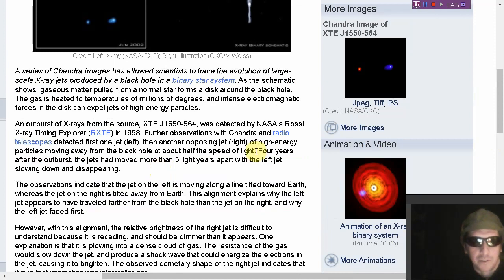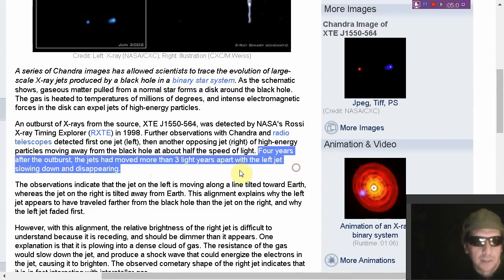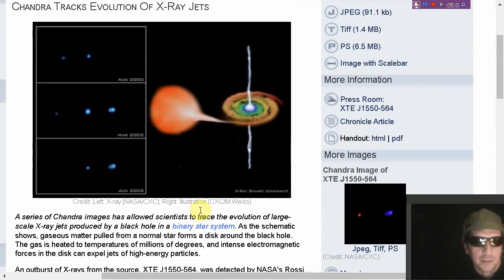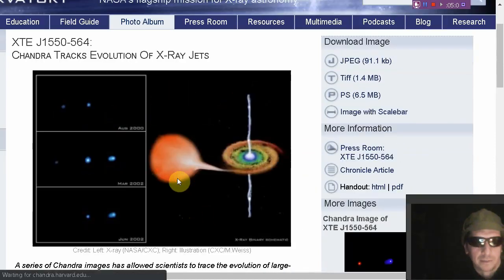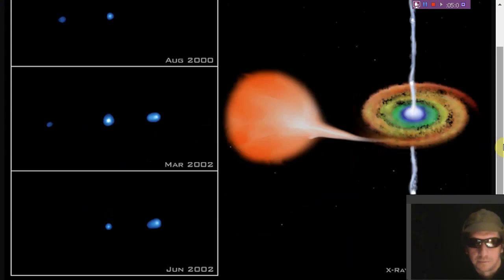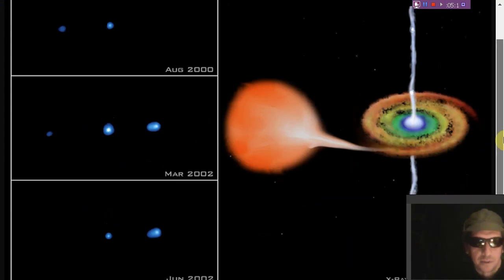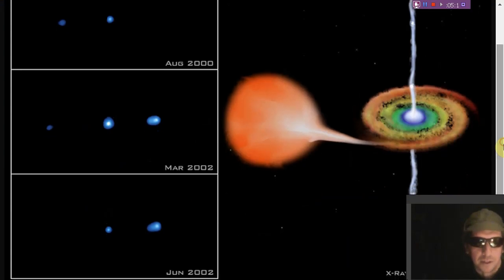4 years after the outburst, the jets had moved to more than 3 light years apart, with the left jet slowing down and then disappearing entirely. And here's this image. See what it looked like August 2000, March 2002, and then June of 2002. An interesting object, to say the least.